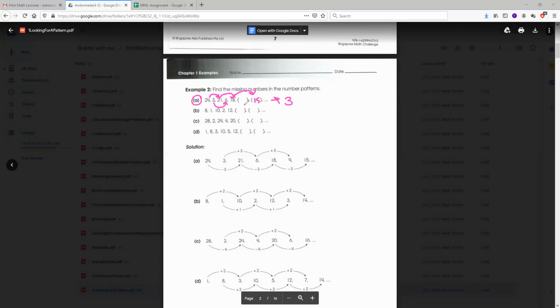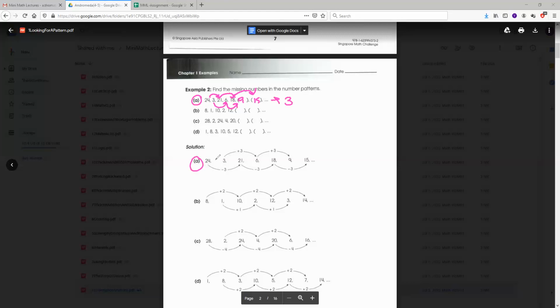Then our next number is 6. So if we go back to 6, because we're skipping 18, we're probably going to add 3. So 6 plus 3 is 9. That means we have 9 in the first blank. So now if we look at our solution, it's correct.